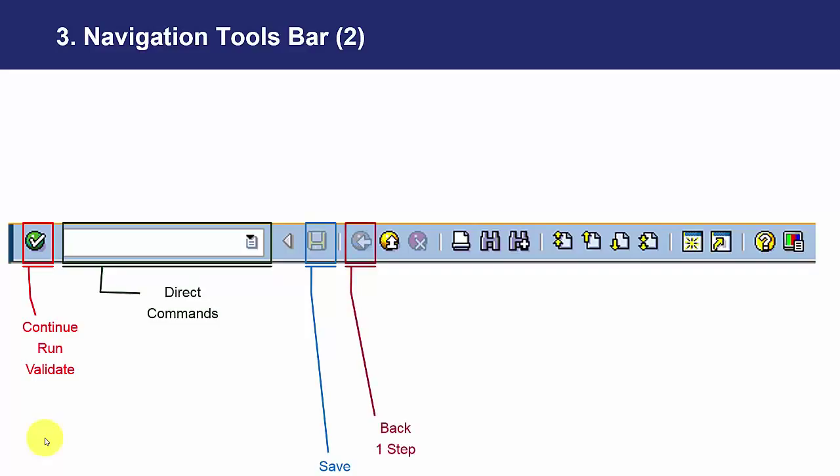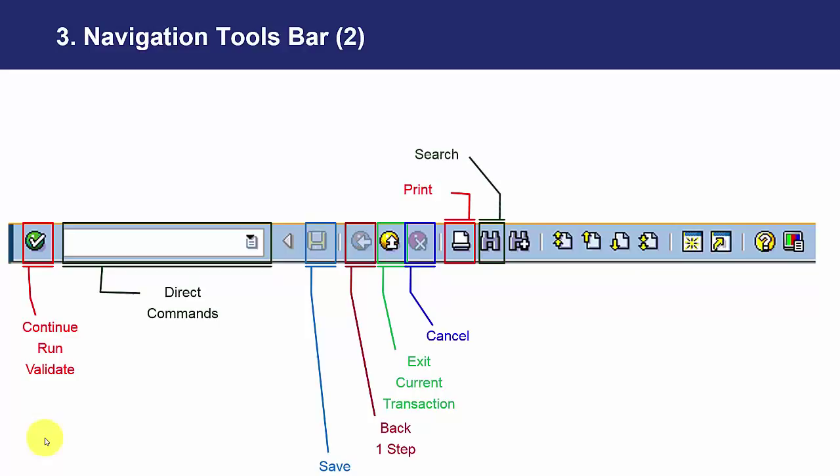Save, in those cases where we are in a transaction where we can save the data we have entered, we have to use this button for saving. Back one step, this is for just going back to the last window where we were. Exit current transaction, this is going to take us out of the transaction where we are. Cancel, to go back cancelling without saving. Print, just for printing what we see in the main window. Search, for searching a text.